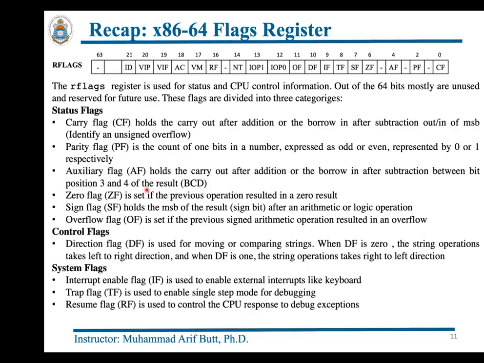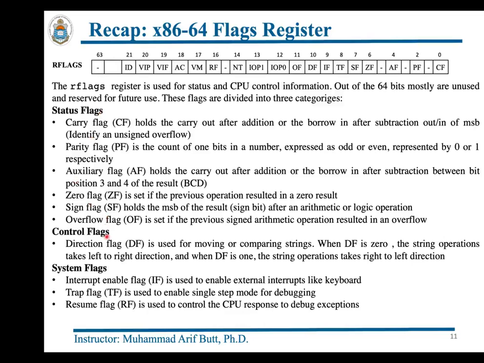Okay, so in the previous lecture, we also talked about the 32-bit E flags register, which is extended now to 64 bits and named as R flags. In literature, these flags are divided into three main categories: status flags, control flags, and system flags. The status flags include the carry flag, parity flag, auxiliary flag, zero flag, sign flag, and overflow flag. And these flags are set as a result of some arithmetic or logic operation by the CPU.